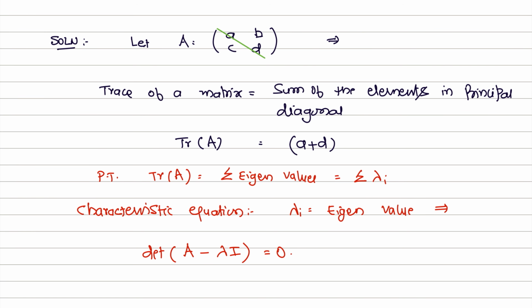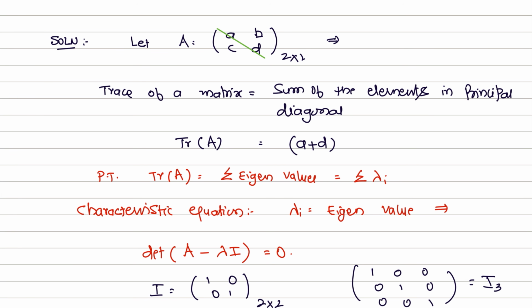Here what is I? I is the identity matrix [1 0; 0 1] in our case, because we have taken a 2 by 2 matrix. If you take a 3 by 3 matrix, it is 1 0 0, 0 1 0 and 0 0 1. This is equal to I3, and this is equal to I2. It is a 2 by 2 matrix we have taken as an example here.